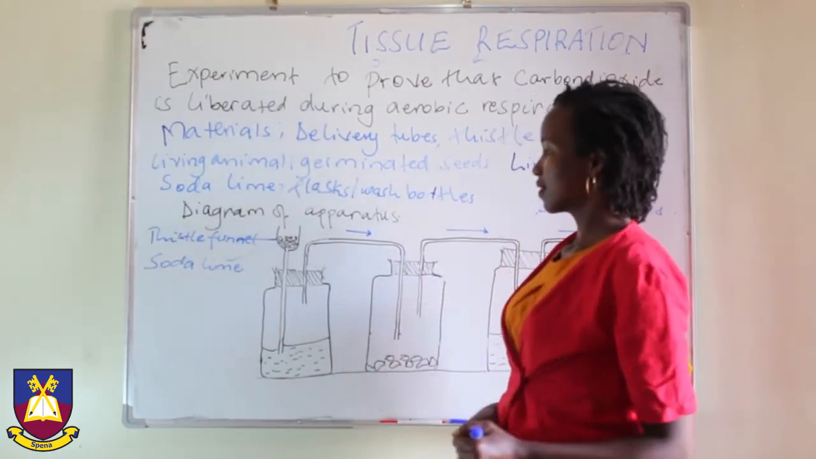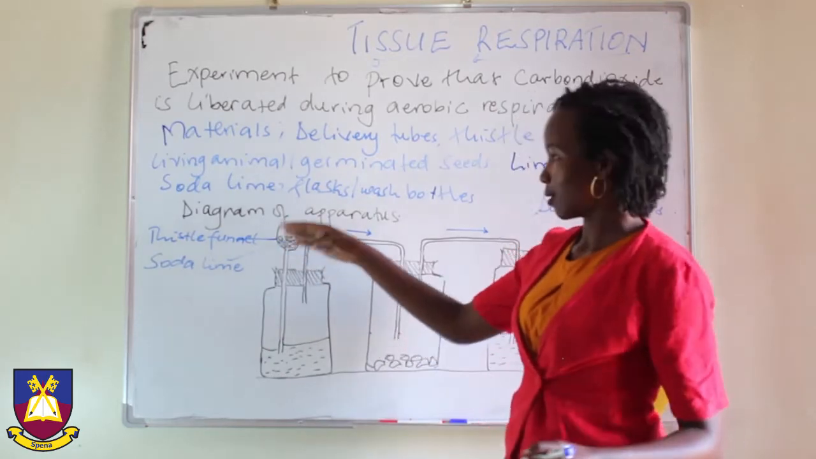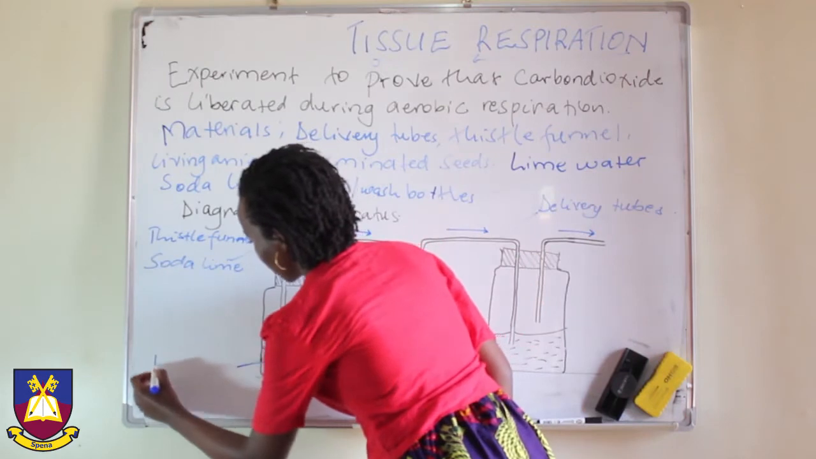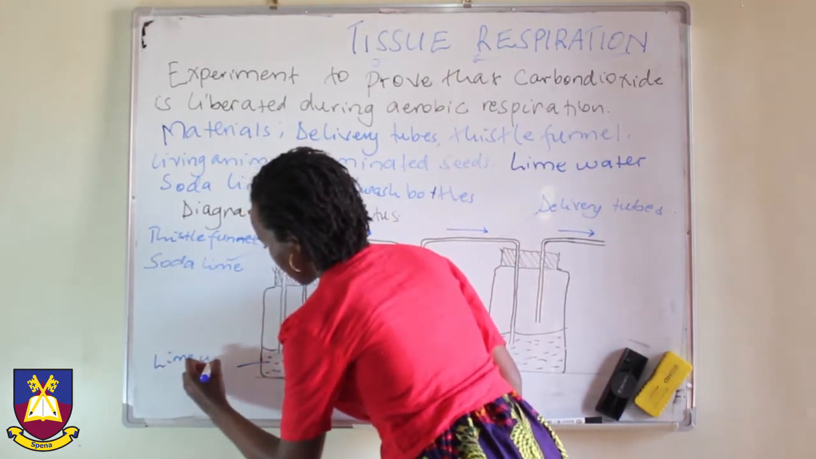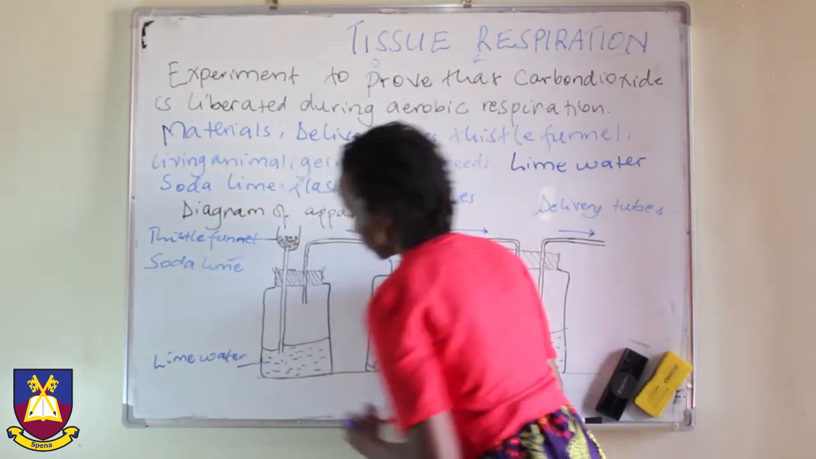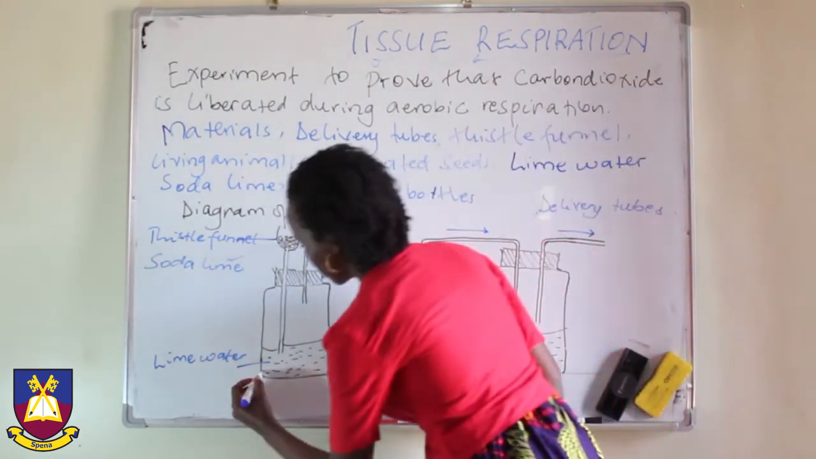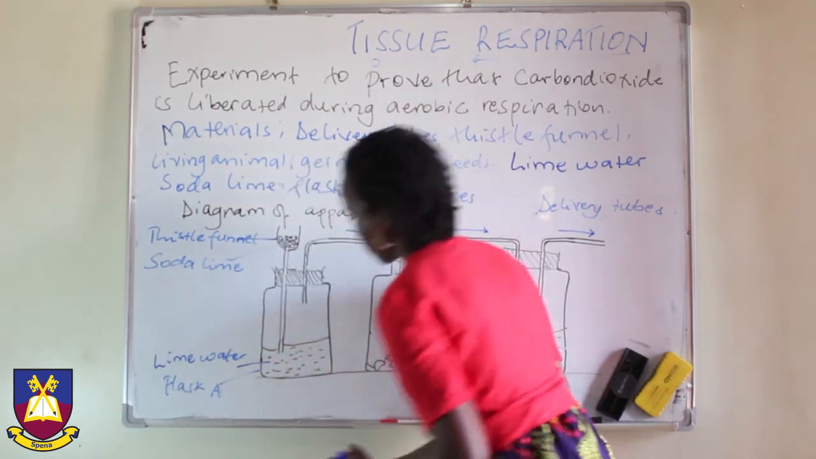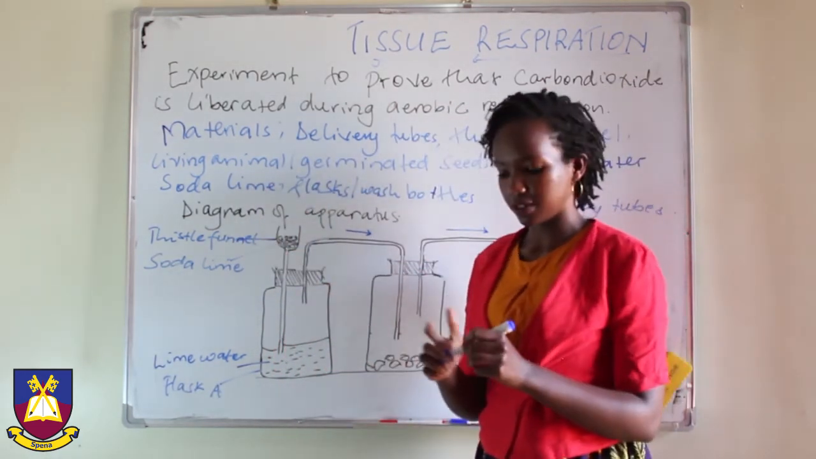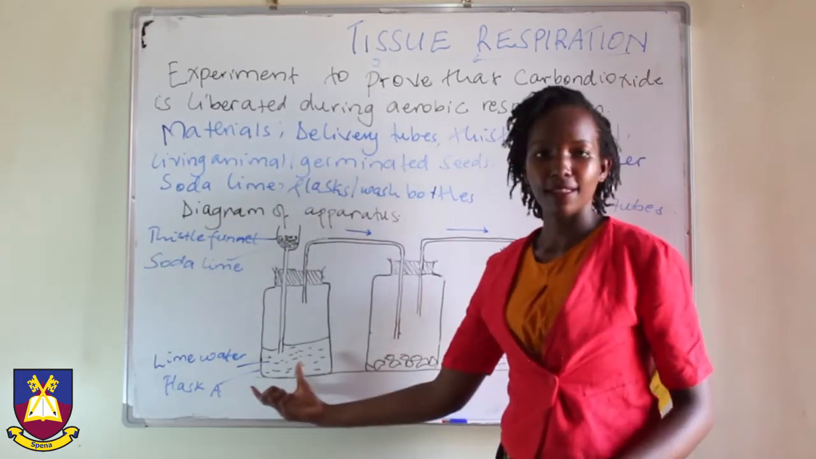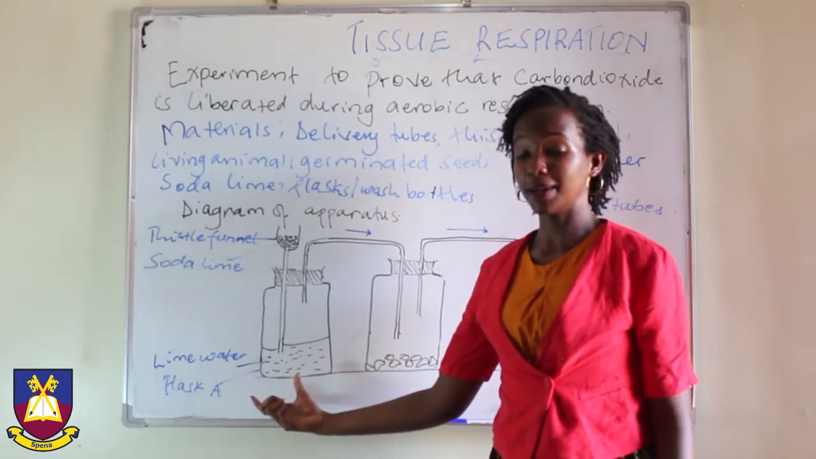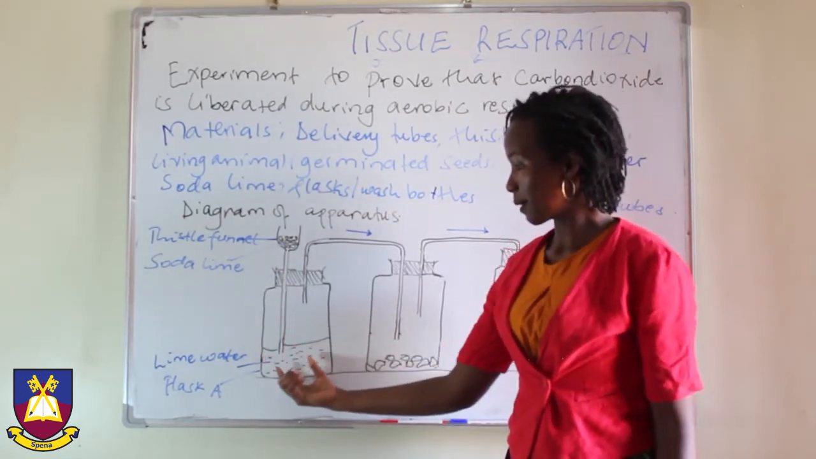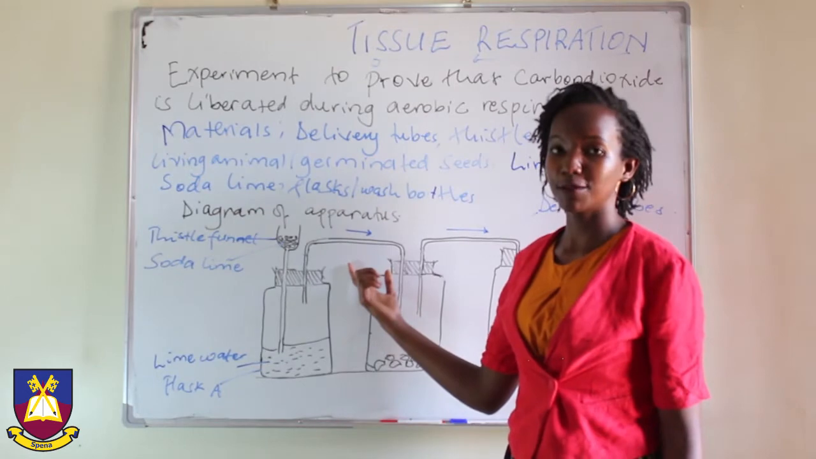So this soda lime is in form of pellets. Now the air will be coming through and it will meet this lime water. This is, let's call it flask A. So air will come through the thistle funnel and then go through lime water. Remember, lime water absorbs carbon dioxide. So air free of carbon dioxide will go through this other delivery tube.